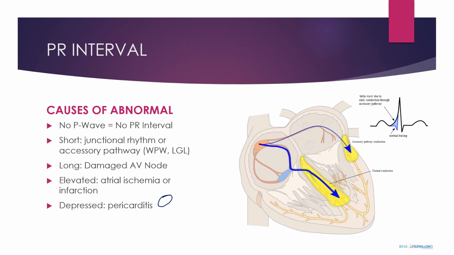our little bug down here, right, a junctional rhythm originates down here. Okay, so it would make sense that a rhythm that originated lower in the atria would not take as long to get through the AV node, okay? Other things that would cause this are an accessory pathway.